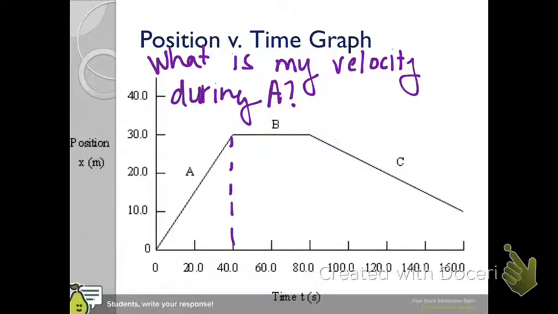What'd you say? 0.75 meters per second. Yeah. We agree? Right? We're going to do basically 30 minus 0 over 40 minus 0. So 0.75. Good. Okay, good. Now go ahead and find my velocity during C.